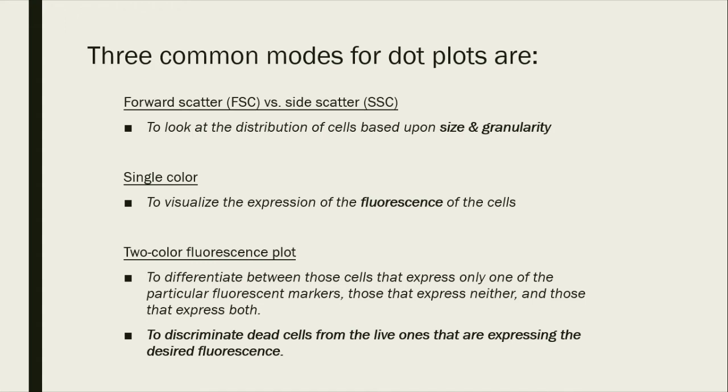Alright, so these plots, the dot plot, we can look at the forward scattering and side scattering, which we just looked at. Single color, looking at a particular expression. Two colors, you can discriminate sometimes between the different expressions of antigens, expressing either one or both, or you can look at dead cells versus live cells. Now we're going to look at one example graph.